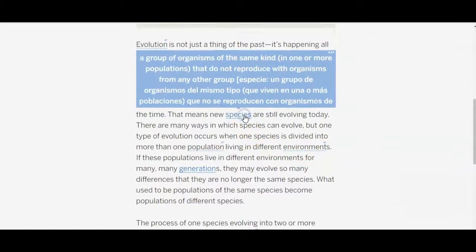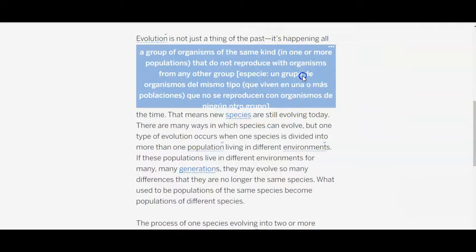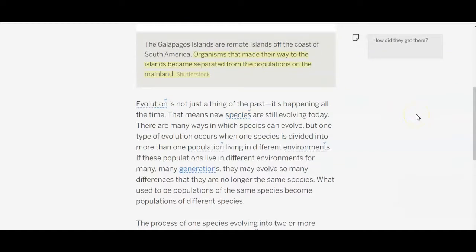So species, this was one of our vocab words, a group of organisms of some kind in one or more populations that do not reproduce with organisms from another group. Oh, so it's kind of like how we said, you know, cats don't have offspring with dogs. Okay. There are many ways in which species can evolve, but one type of evolution occurs when one species is divided into more than one population living in different environments.